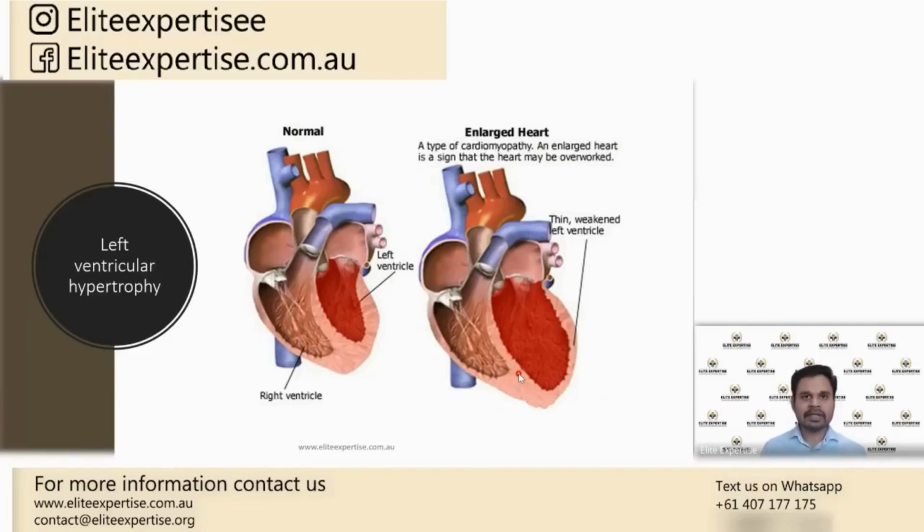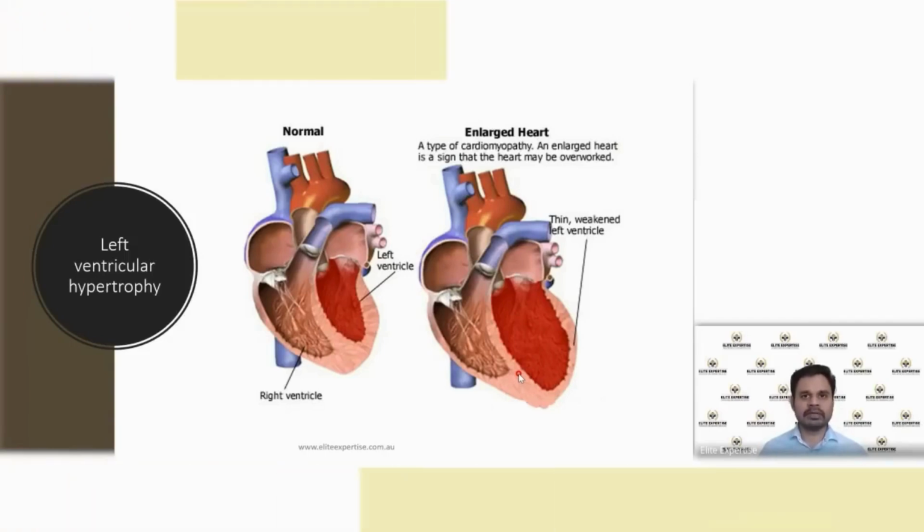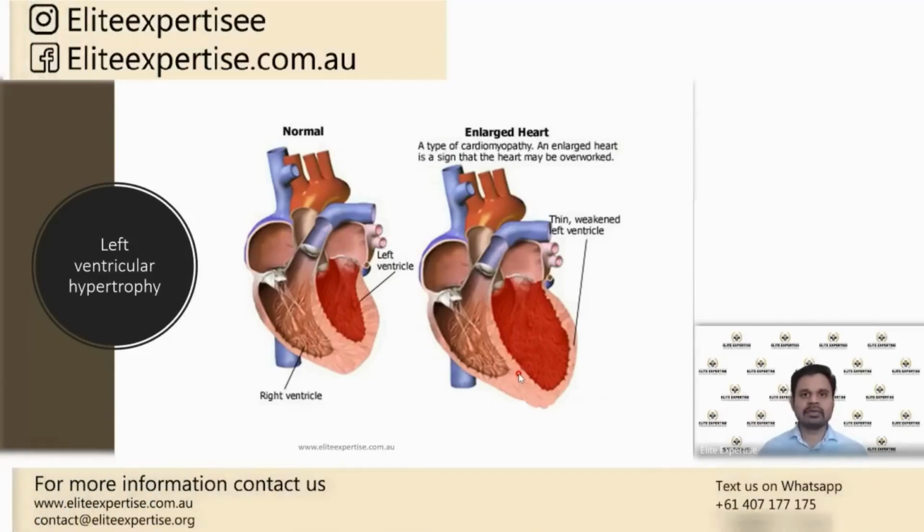When a rubber band is stretched, it will recoil and come back to normal size. But if we stretch the rubber band to a larger extent, or keep stretching it for more than 5 to 10 minutes, then what happens? That rubber band loses its recoiling property. It won't come back to its normal size. So that's what happens with the left ventricle.